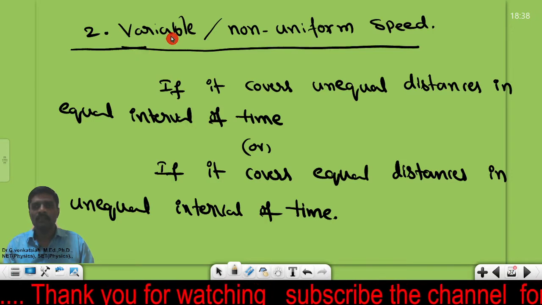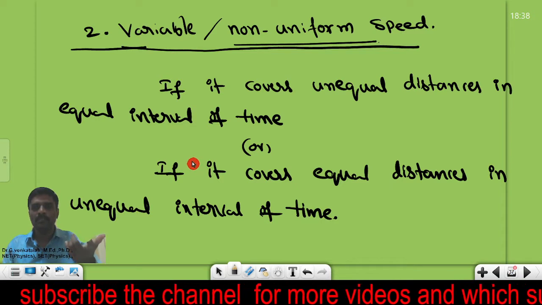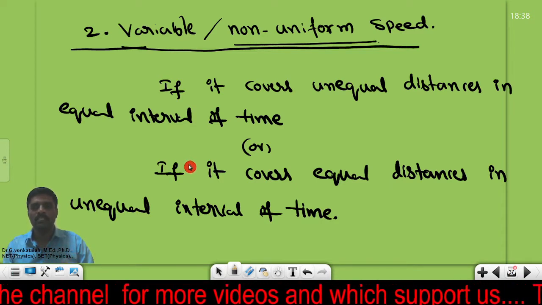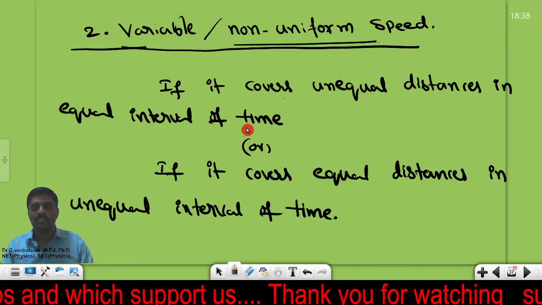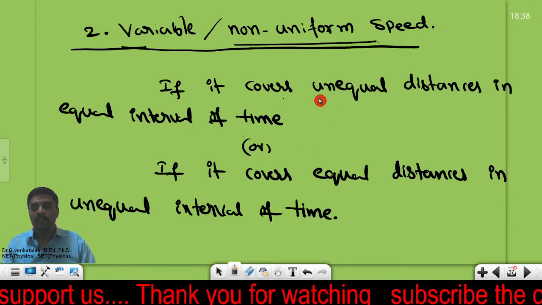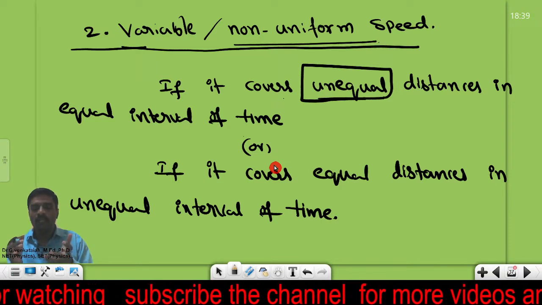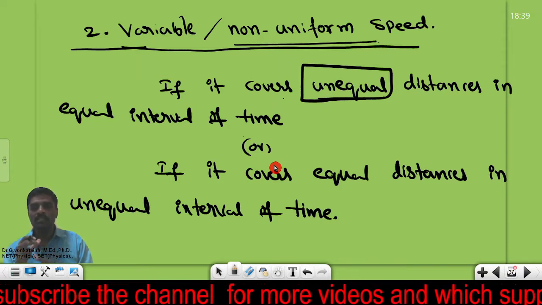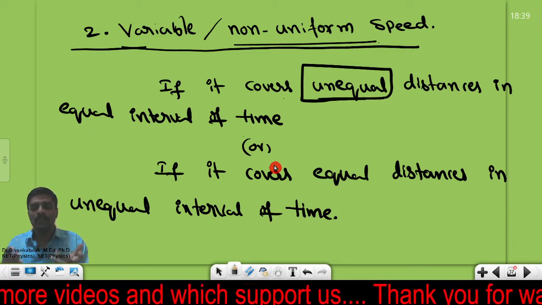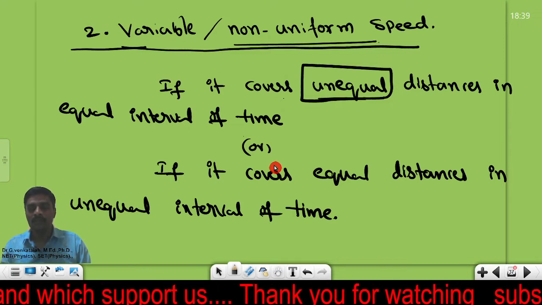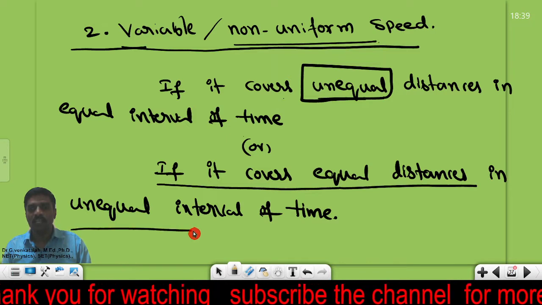The second one is variable speed, or non-uniform speed. If you understand the previous definition, you can easily say what non-uniform means. If it covers equal distance in equal intervals of time, we call it uniform speed. Now, the opposite: if it covers unequal distance in equal intervals of time, meaning the distances are not equal but the time is equal, then that type of speed is named non-uniform speed or variable speed. Otherwise, you can change it to: if it covers equal distance in unequal intervals of time.